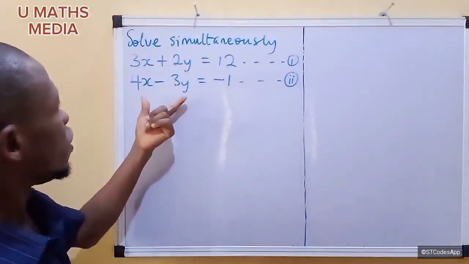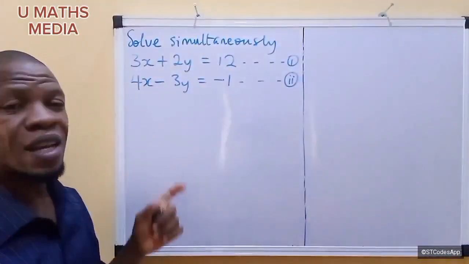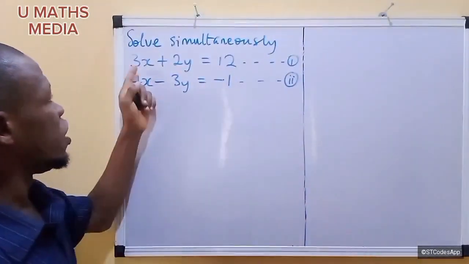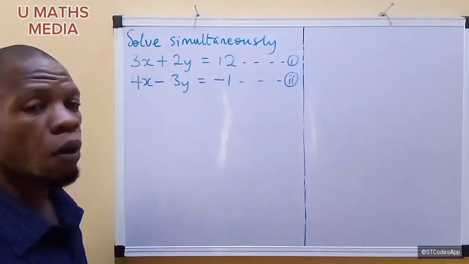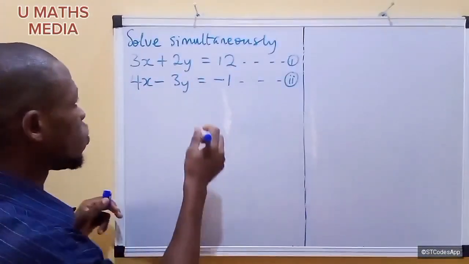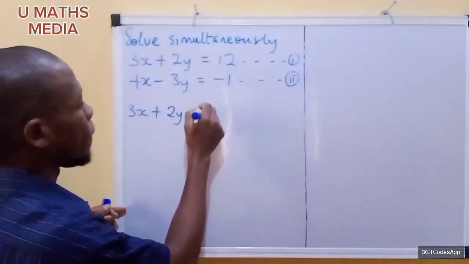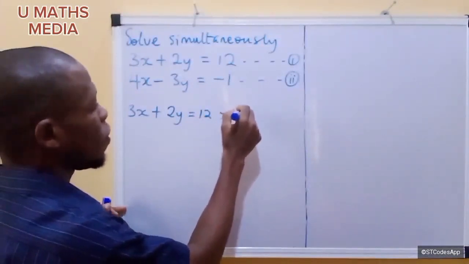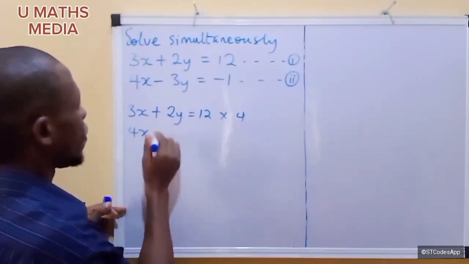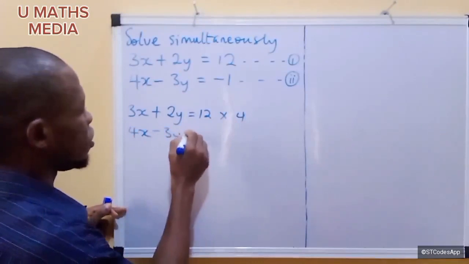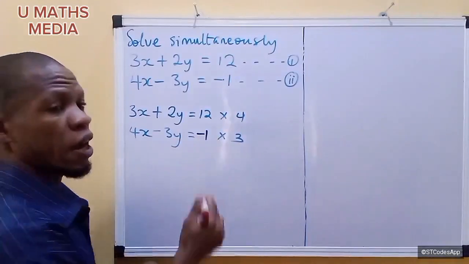Okay, looking at these equations, before we can remove any particular unknown, we must ensure that their coefficients are the same. In equation 1, the coefficient of x is 3, and in equation 2, the coefficient of x is 4. So I'm going to make them the same. In equation 1, I'm going to multiply by 4, and equation 2, I'm going to multiply by 3, so that we have 12 as the common coefficient for x.